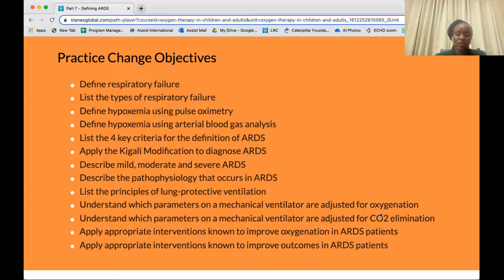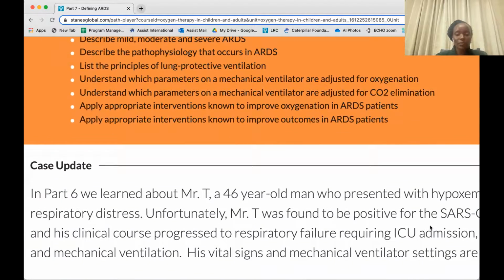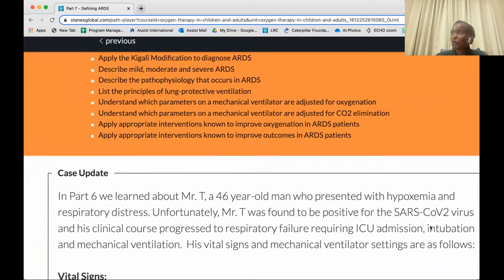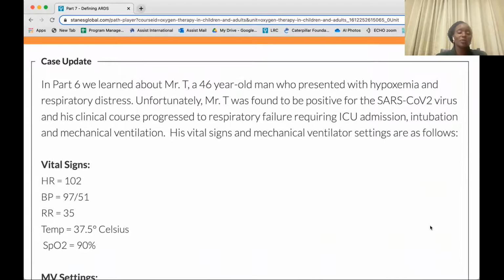So today's session is a bit detailed and comprehensive, but we'll try and make it as simple as possible so that by the end of it all, everyone has an idea of how to diagnose ARDS and how to manage it.